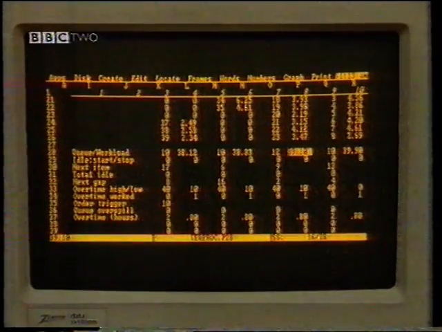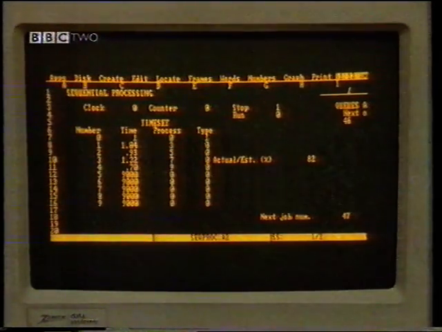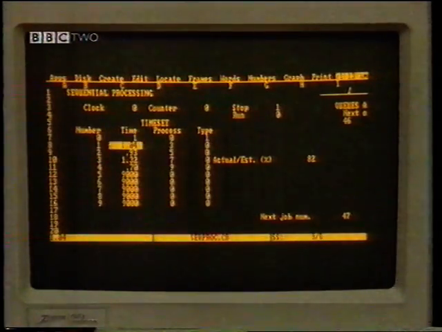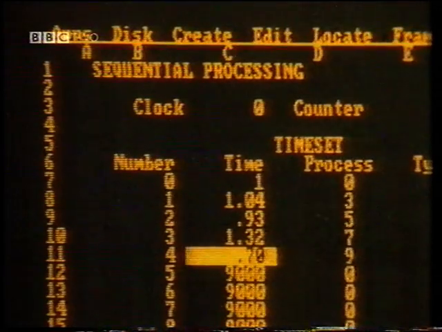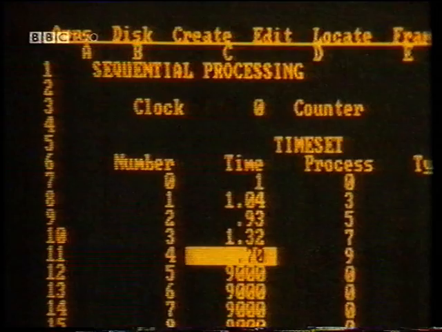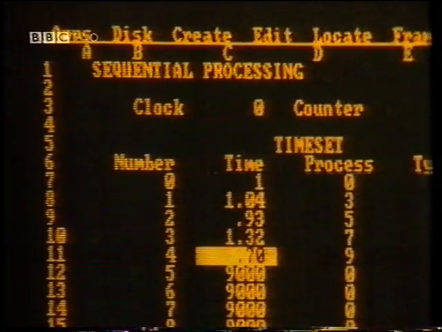Now, if we turn back, we can see a column containing the times at which each of the processes will end. So in this column labelled time, you can see a list starting 1, 1.04, 0.93, and you can see that the minimum in that column is 0.7. So this is the event which will happen next, because it's the shortest time ahead.